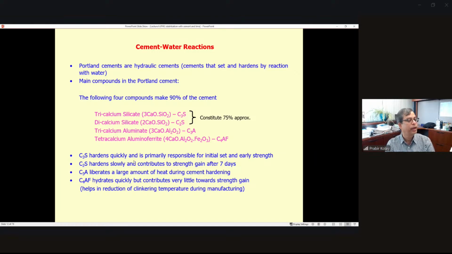Over here you can see tricalcium silicate hardens quickly. This is responsible for initial setting or early setting of cement. So you can play with these different compositions, and you can make different types of cement. C2S, dicalcium silicate, hardens slowly, and it contributes to strength gain after 7 days. Tricalcium aluminate gives a large amount of heat during cement hardening. Tetracalcium aluminoferrite hydrates quickly, but its contribution to strength gain is very little. Basically, it is added to reduce the temperature of the clinker itself.